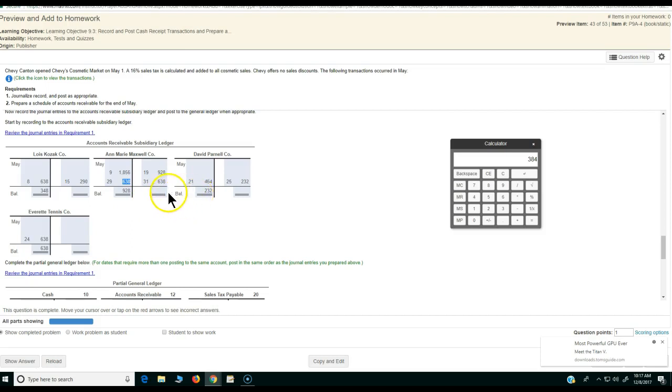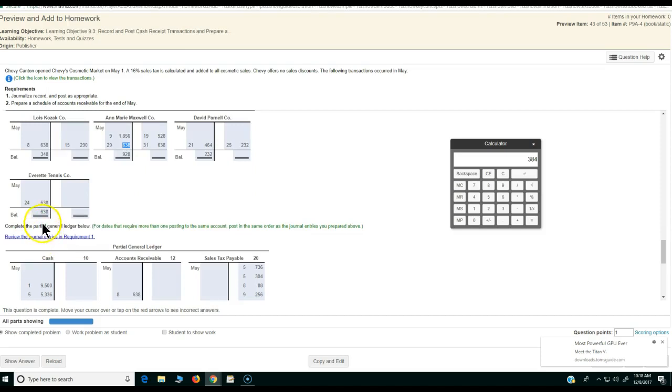As far as Dave Parnell is concerned, we gave him a 50% credit over here, debit, credit, so the word credit means something. Applied against the debit balance in his account, it shows that he owes us a total of $232. And Tennis Company, from that last sale, $638 was recorded on the 24th. And that is the balance in his account.